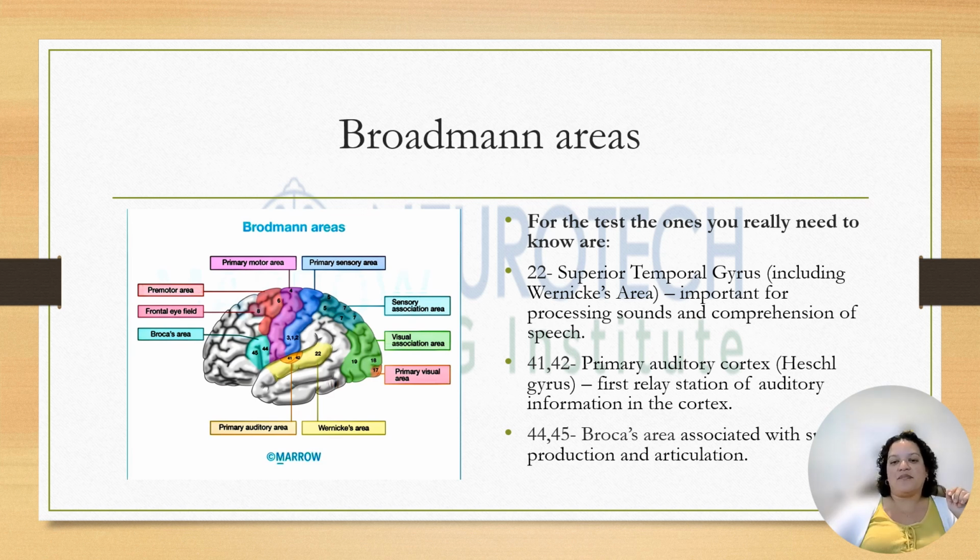So let's think about the primary auditory cortex, which is the Heschl gyrus that I told you about. So that's Brodmann's area 41 and 42. Remember, at 41, 42, married with kids, selective hearing. So that's your Brodmann area 41 and 42 with the primary auditory cortex, with the Heschl gyrus, the first relay station of auditory information in the cortex. And then at 44, 45, we're broke. So Broca's area is right here, 44 and 45. At that age, we're broke.